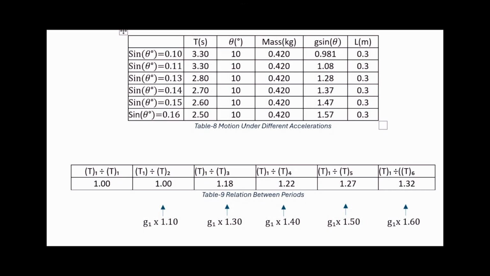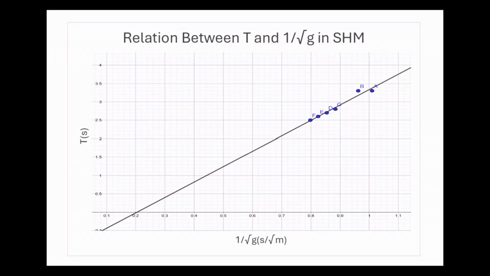If we check the results, we can see that T and g are inversely proportional. And checking in more detail, this inverse proportion shows that T is related to root g. We can conclude that T and 1 over root g must be correlated and this correlation must be linear. So this graph proves the relation.